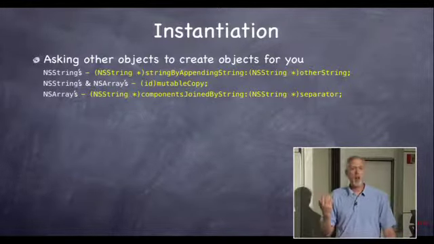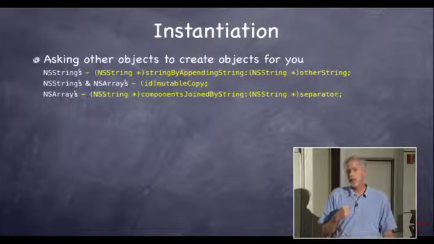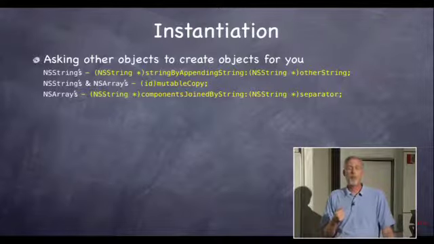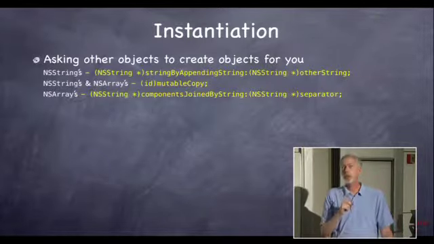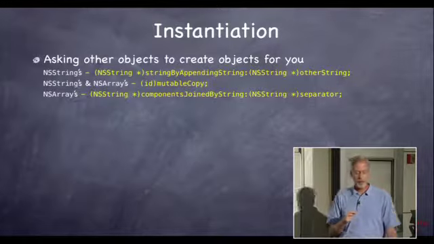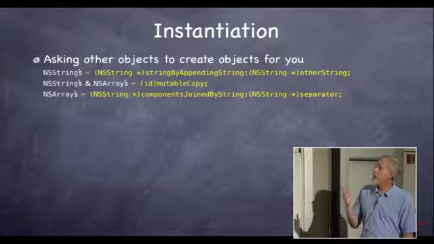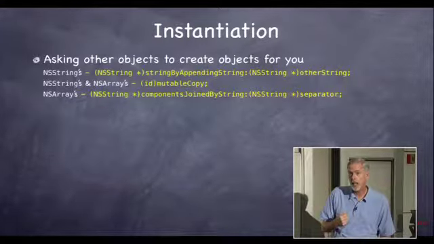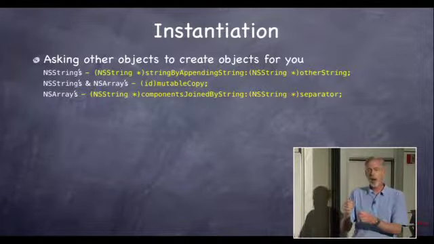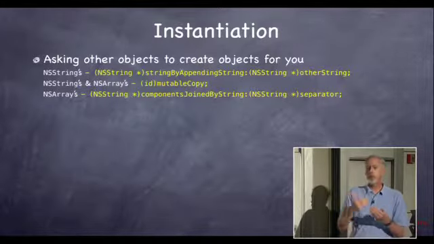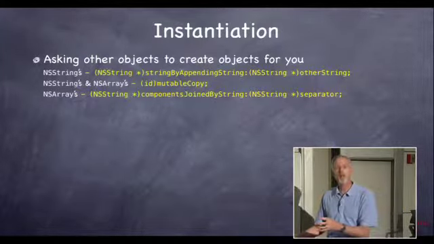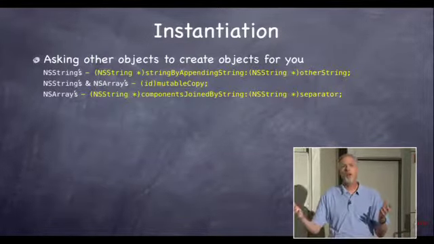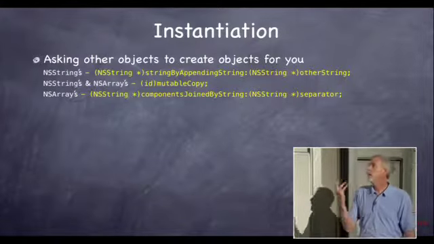A number of objects in iOS have a method called mutable copy. We know that NSString is immutable, but it is possible to send it the message mutable copy. It'll create a new string that's mutable, a different class, mutable string. Same thing with arrays. And there are even complicated ones: NSArray has a method called components joined by string. You pass a string like a comma or a space, and it will return a string with all the array's elements, the description of them, concatenated together. So it's creating an object for you from the contents of the array.